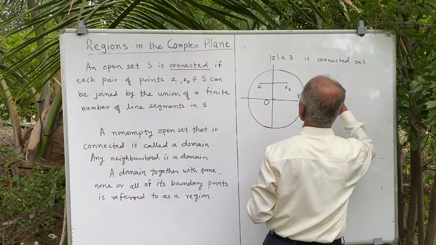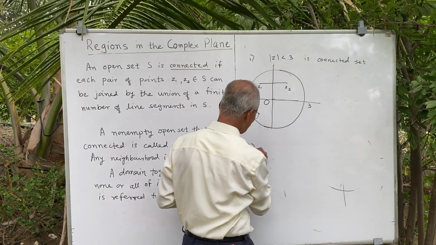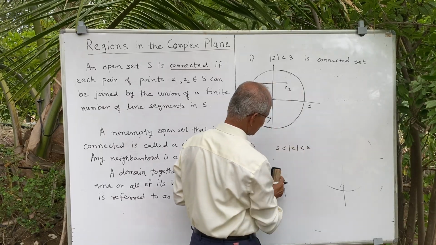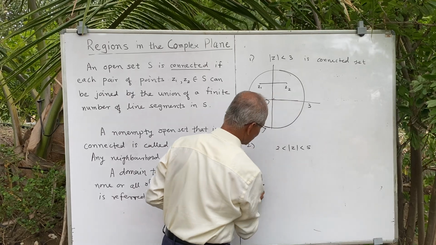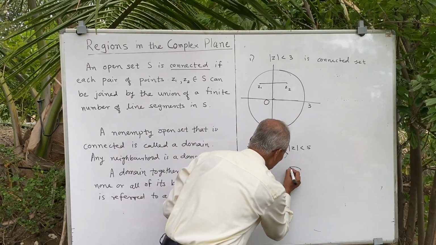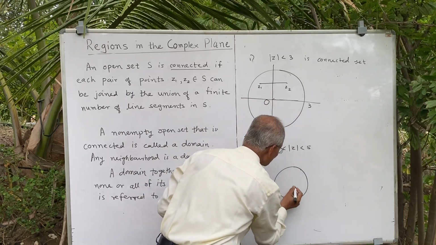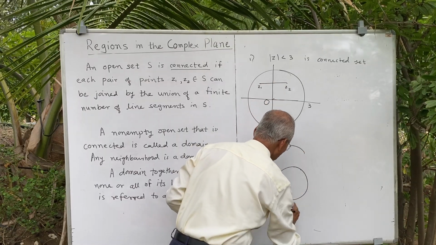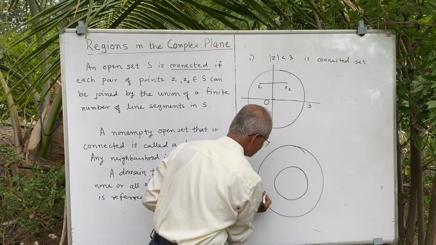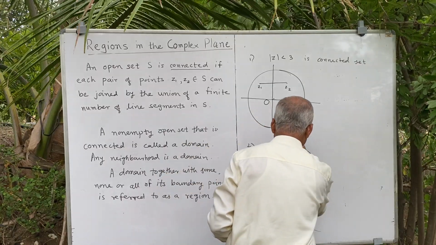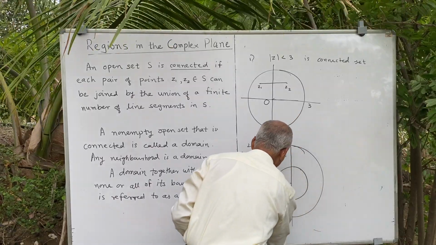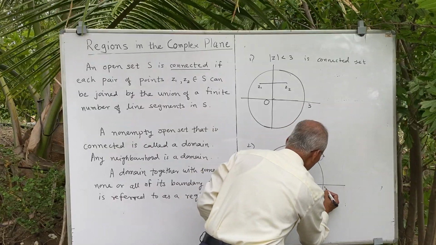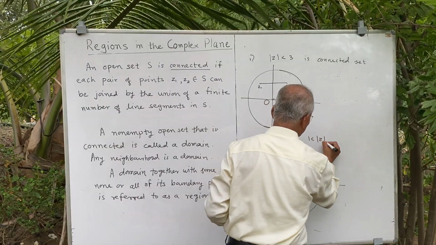It's a connected set. Now, second example: if you have 2 less than mod z less than 5, as we have seen earlier, this represents an annulus like this. This will be 2 units from the origin, and this is 5 units. We have considered this annulus.